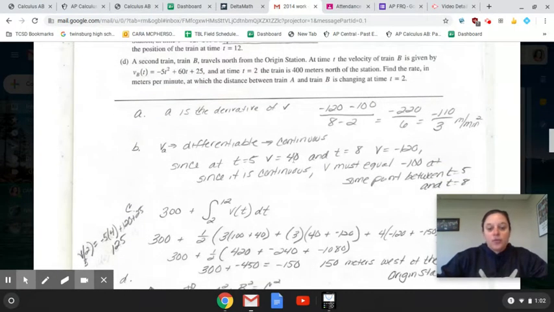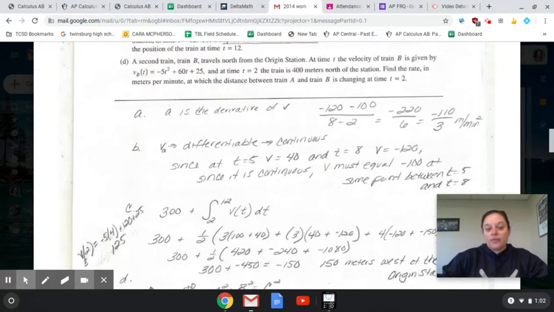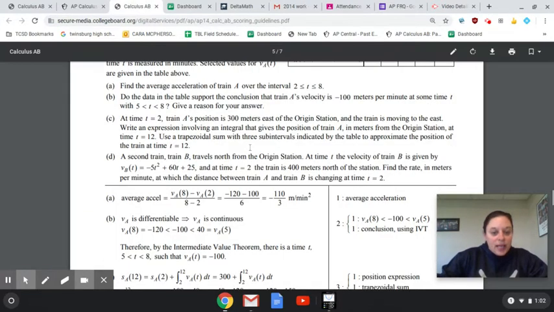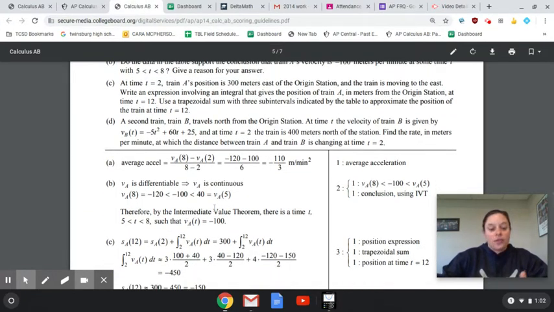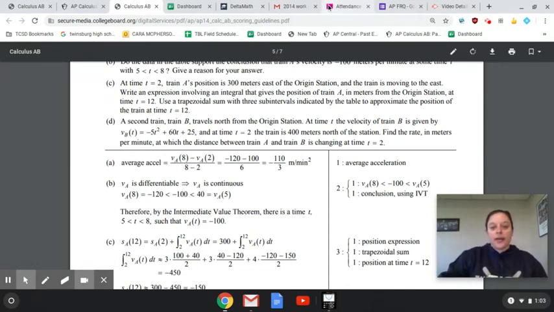The time at 5 was 40 velocity. The time 8 has a velocity of negative 120. Because it's continuous, at some point it has to equal negative 100. They actually do quote the intermediate value theorem. Truly, that is just a theorem that says to get from point A to point B, if you're continuous, you have to hit every point in between. And then said that it has to be somewhere in between. As long as you in some way reference that negative 100 falls between 40 and negative 120, and you talk about it being continuous, you're going to get full credit. You do not have to name the actual theorem to get full credit on that.